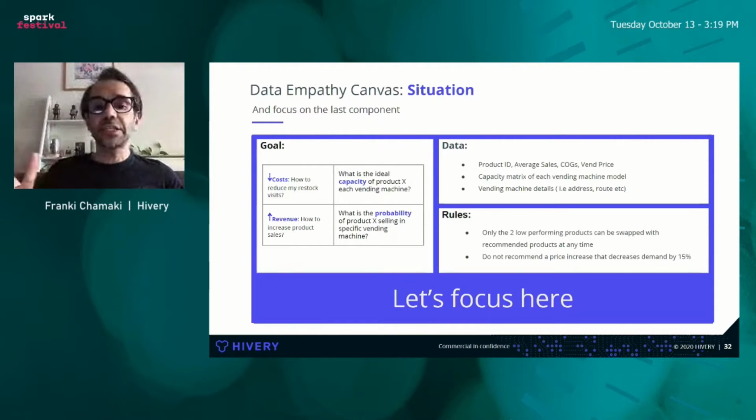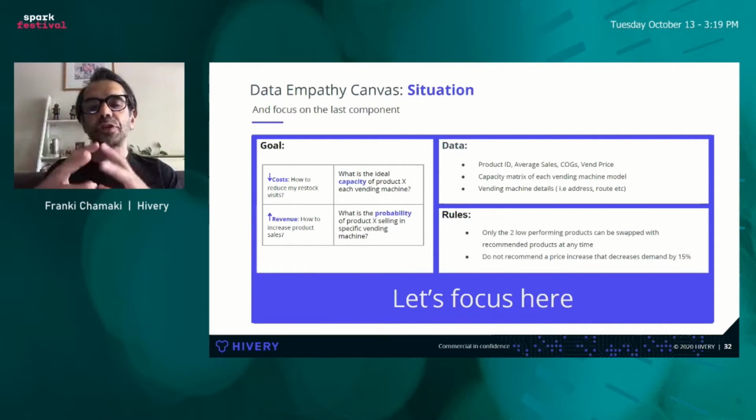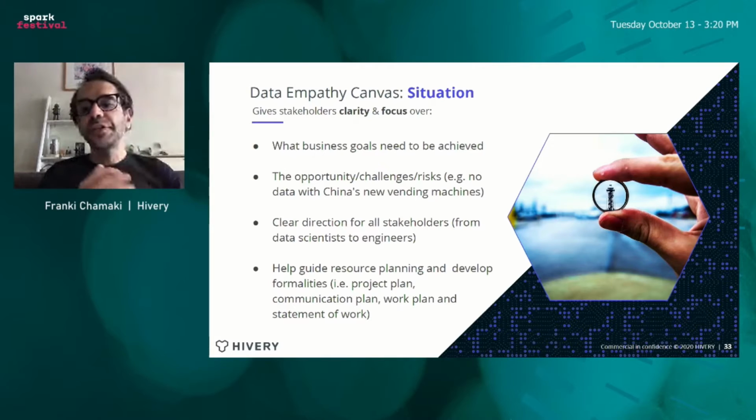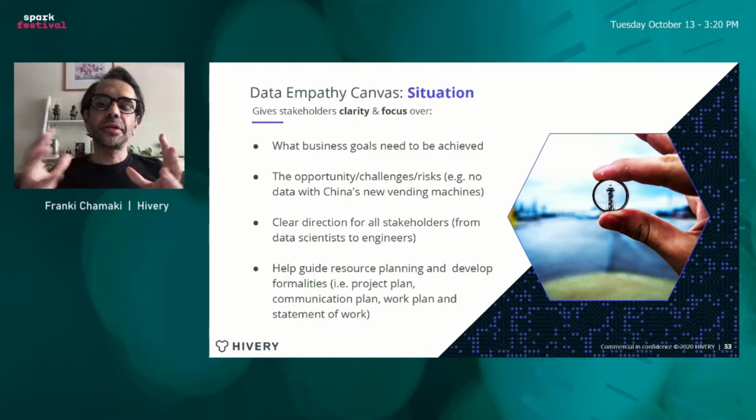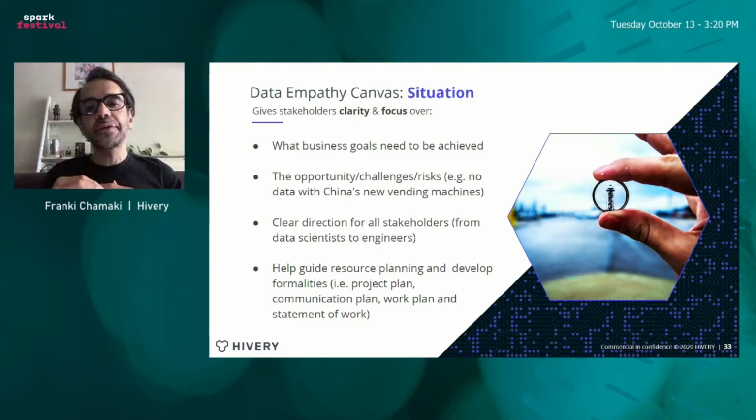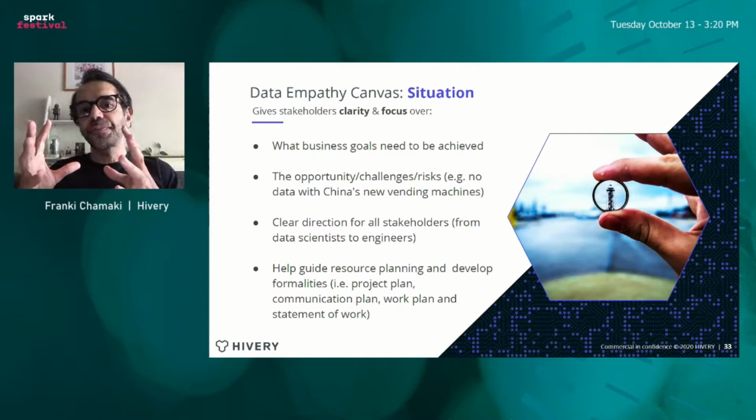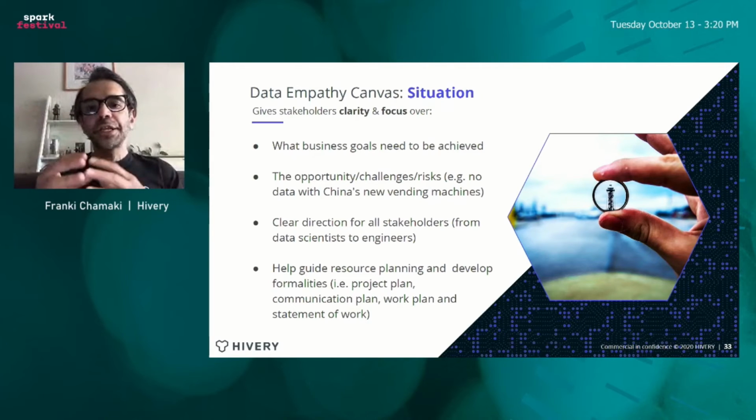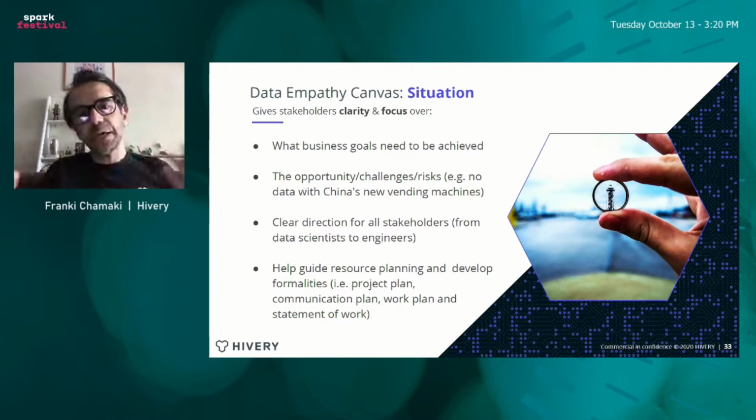So this leads us nicely to the last section, which is about how do we sum this up? What do we do to actually articulate the solution, or the first algorithm that we're developing? So let's dive into this a little bit. As you can see in the photo right here, the situation is really around building clarity and a focus around the project. So now, like I said here, what the business goals are.